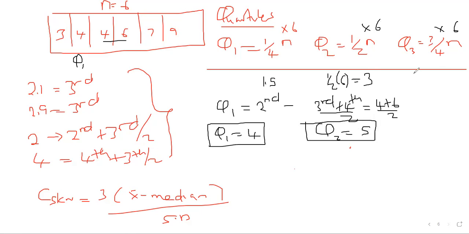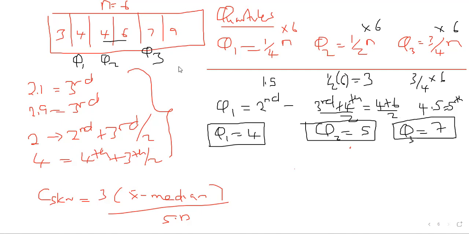And Q3, 3/4 of what? Of 6. 3/4 of 6 gives us 4.5. 4.5 has a decimal, so this means we're picking the fifth number. As long as there's a decimal, you round up, not rounding off. So 1, 2, 3, 4, 5. Q3 is 7. All right.